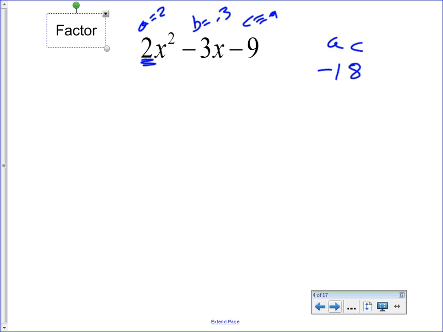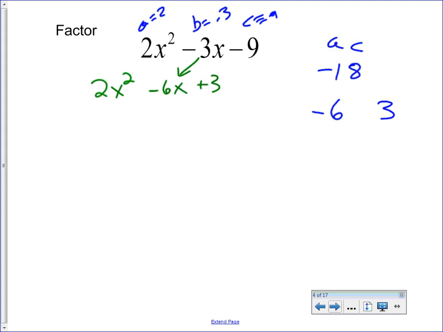So then we look for things that multiply together to give negative 18 that add up to negative 3. And in this case, those two are going to be negative 6 and 3. Negative 6 times 3 is negative 18. Negative 6 plus 3 is negative 3. So that's our guidepost for what we're going to do next, which is we are going to split the negative 3x into negative 6x and positive 3x.